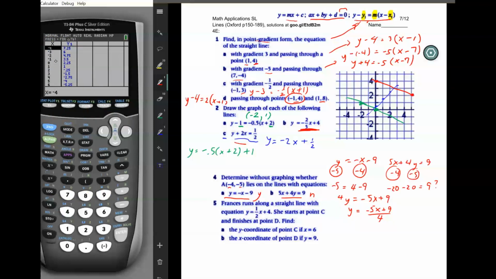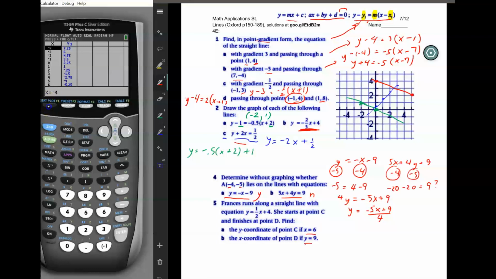Last problem, number 5. Frances runs along a straight line with the equation y equals 1/2 x plus 4. She starts at point C and finishes at point D. Find the y coordinate of point C if x equals 6. Find the x coordinate of point D if y equals 9.